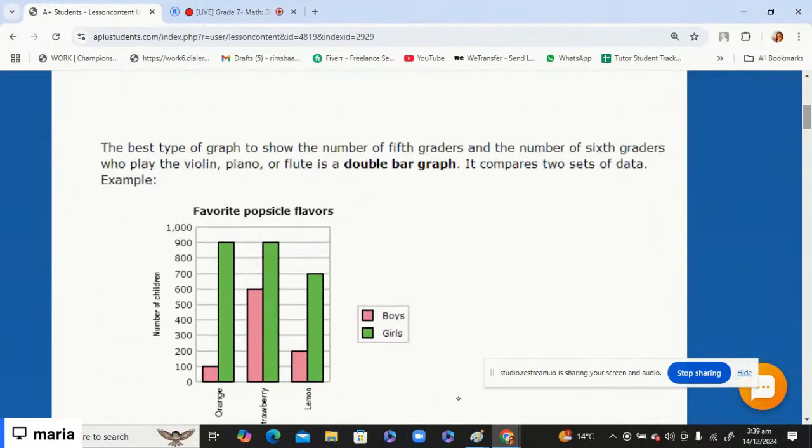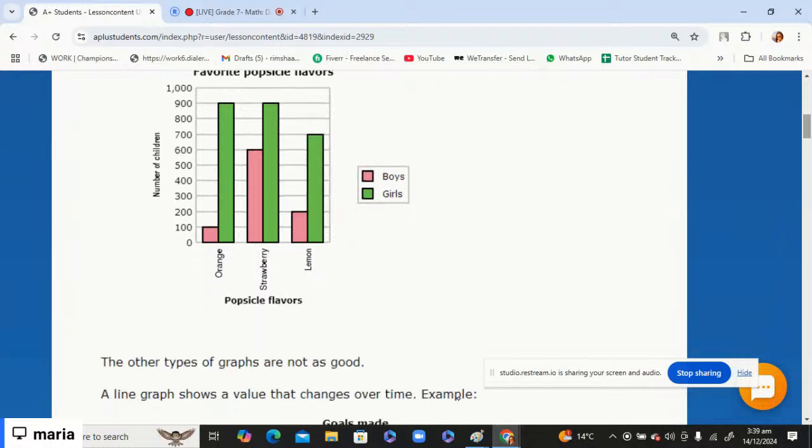the best type of the graph to show the number of fifth graders and the number of sixth graders who play the violin, piano, or the flute is a double bar graph, because one bar shows the fifth grade and the other shows the sixth grade. Okay, so this is a double bar graph just like that. For example, here favorite. It compares two sets of data. For example, the data given is orange, lemon, and strawberry flavors, and the number of children is given from 0 to 10,000. Okay, just the data we are going to choose here. Any kind of data. Pink shows the boys and green shows the girls.